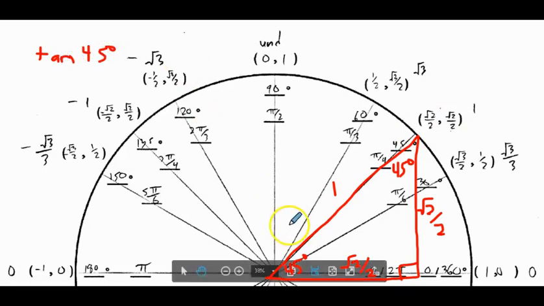don't forget that the rule for tangent is opposite over adjacent. So I'm going to be doing square root of 2 over 2 divided by square root of 2 over 2. Well, a number divided by itself, root 2 over 2 over root 2 over 2, is just equal to 1. So that's my last answer.